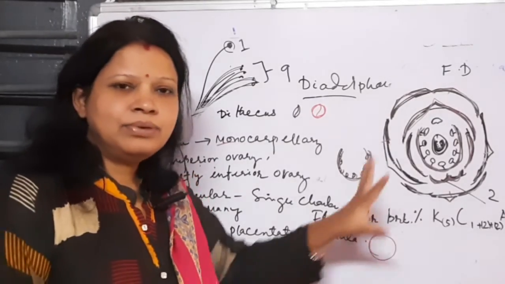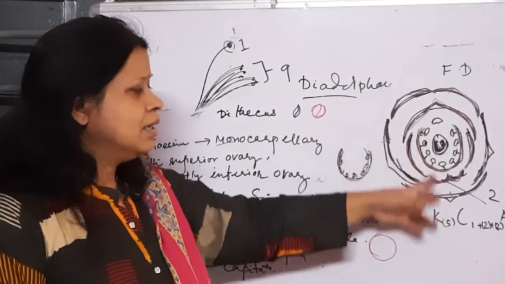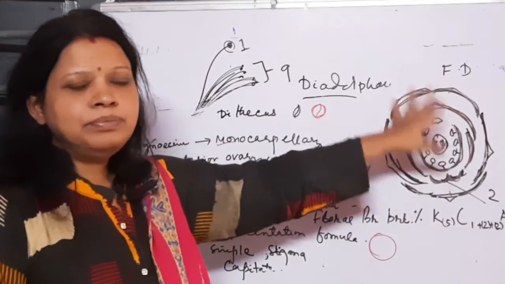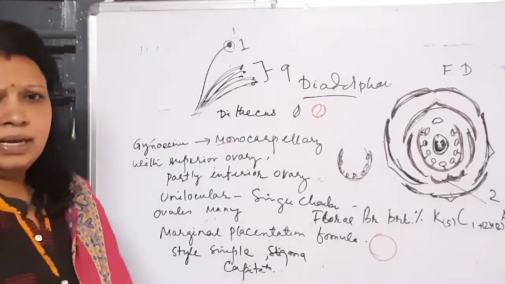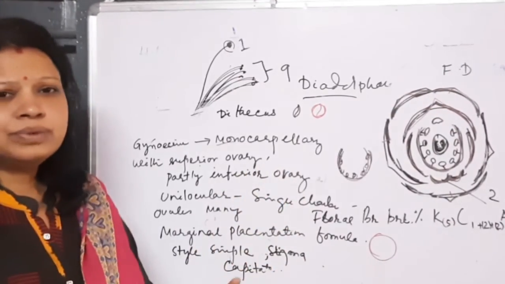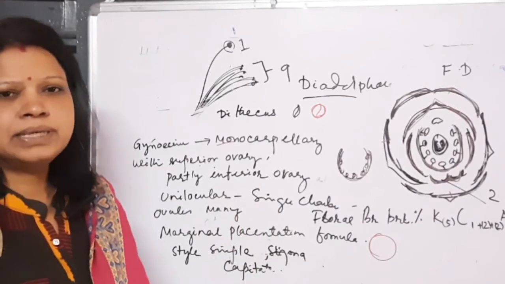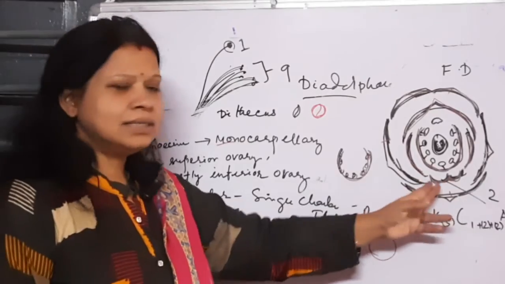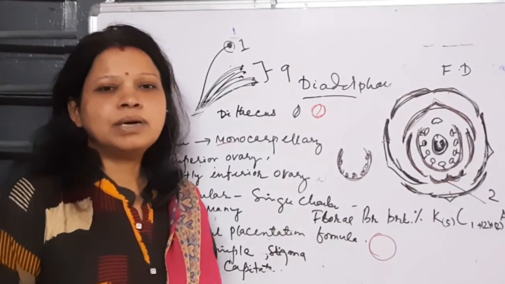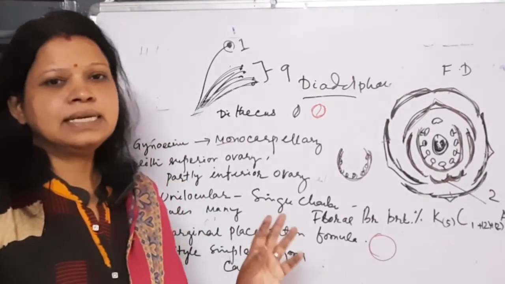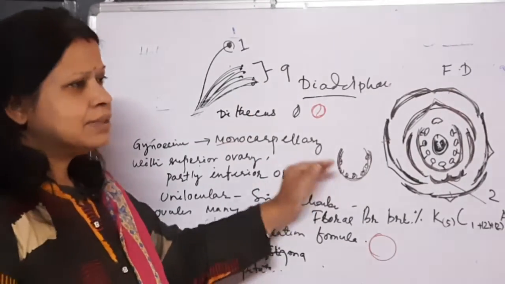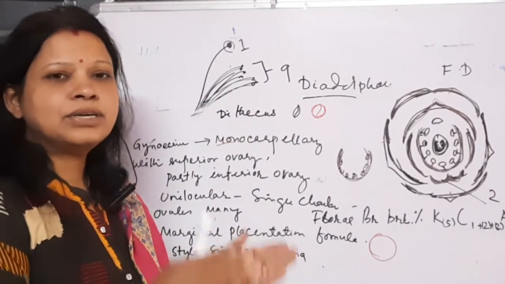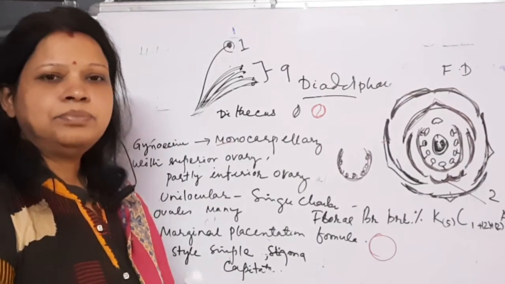So basically the floral diagram resembles that of all pea plants or the pea family, having vexillum, two wings, two keels, and unequal petals. One is larger, then two of medium size, and two are the smallest petals, that is the keel. So in this family, mostly legumes or pulses are present.